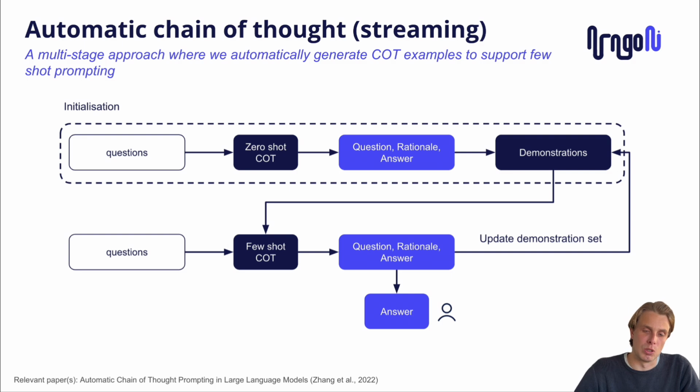So again, why do we want to do this? It's because we have found performance improvements from providing examples and from the few-shot approach as opposed to zero-shot. This is a way to do that in a more easy and flexible manner.